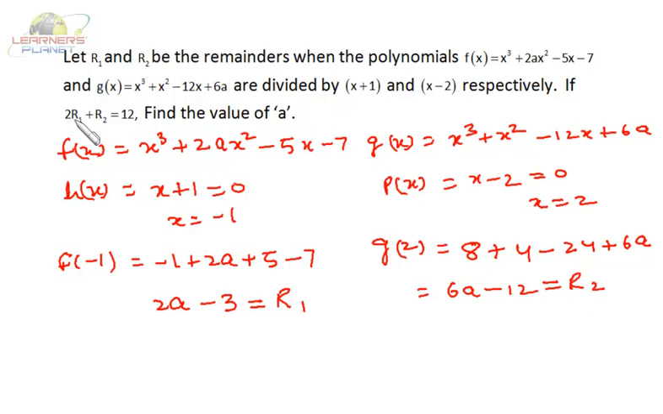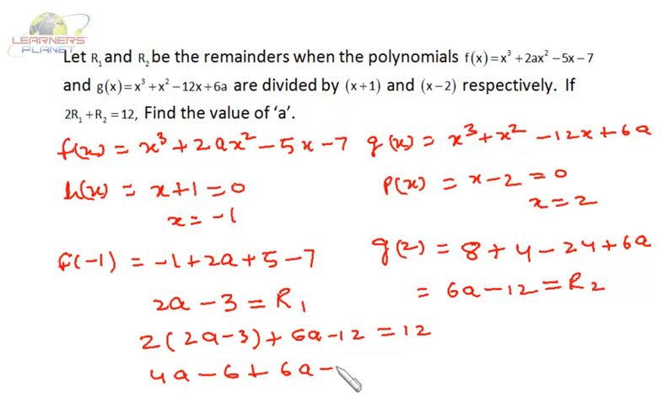Now we have been given a relationship between r1 and r2, that is 2r1 plus r2 is 12. Okay. Now let's put the value of r1 and r2 in this equation. It's 2r1, that is 2 into 2a minus 3 plus r2, that is 6a minus 12, and it is actually 12. Okay. Now let's solve this equation. 2 into 2a is 4a minus 6 plus 6a minus 12 is equal to 12.